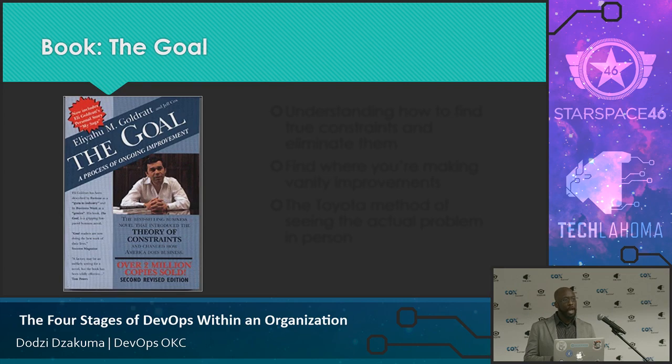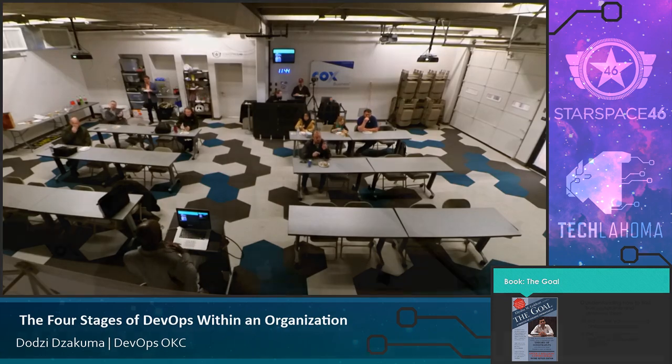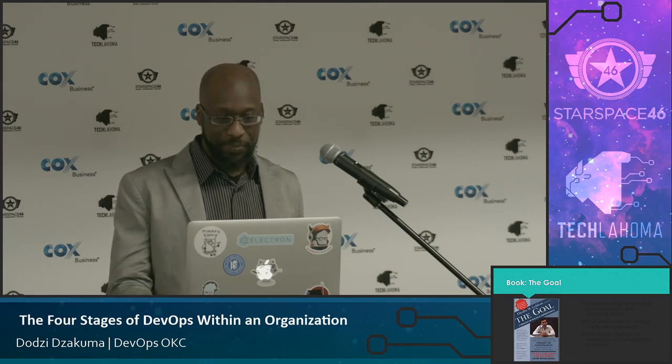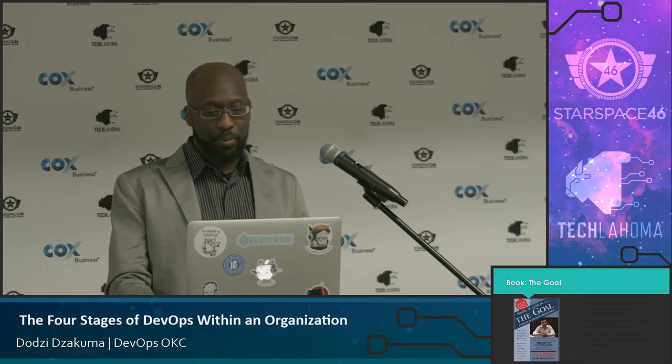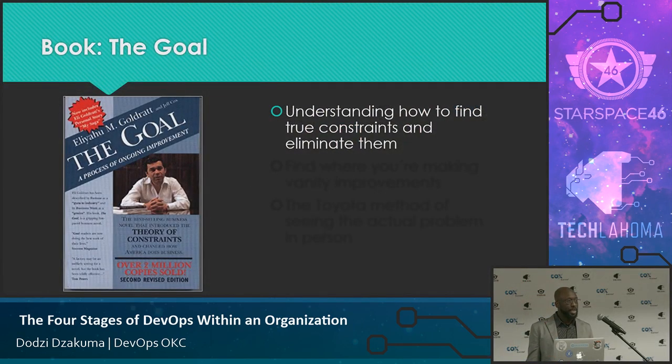How many people have read this book? Anyone? No? Okay. This is an amazing book. You have to read this book. It's about the manufacturing process at a factory. But the biggest selling point of this book is understanding how to find your constraints in your company and eliminate them. It looks at it from the physical perspective of a manufacturing plant.